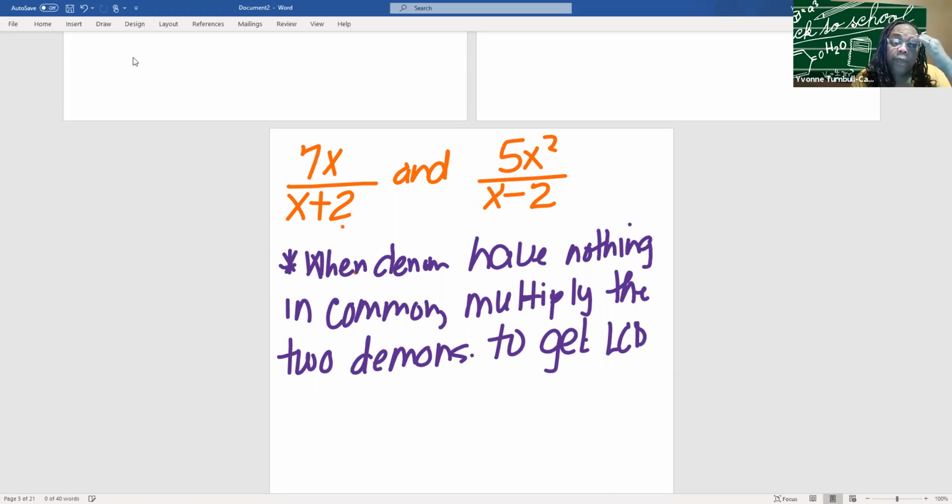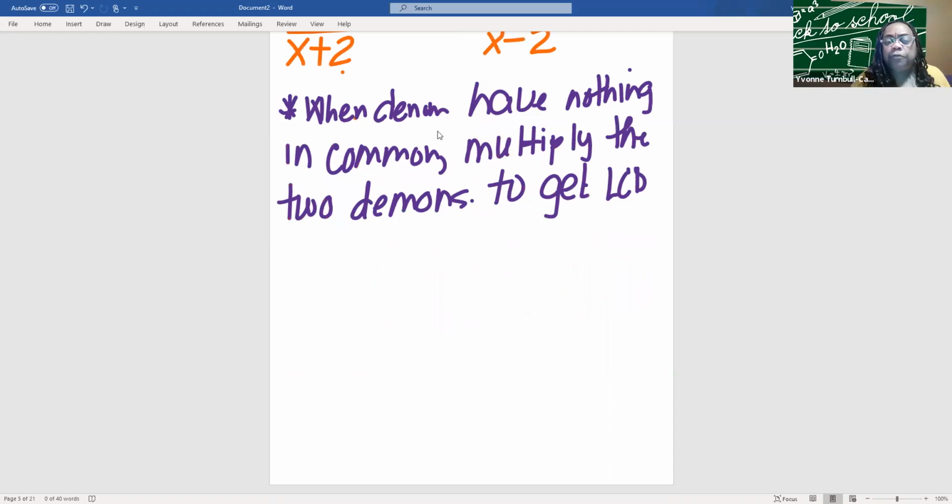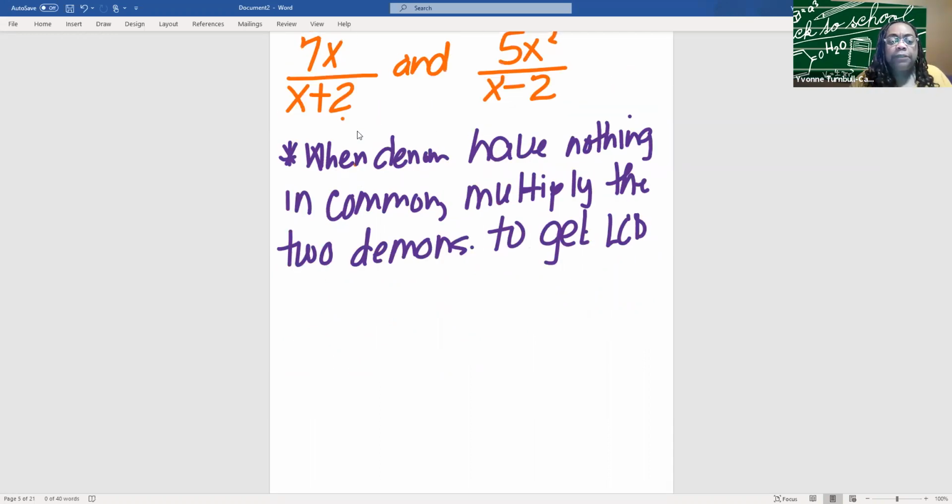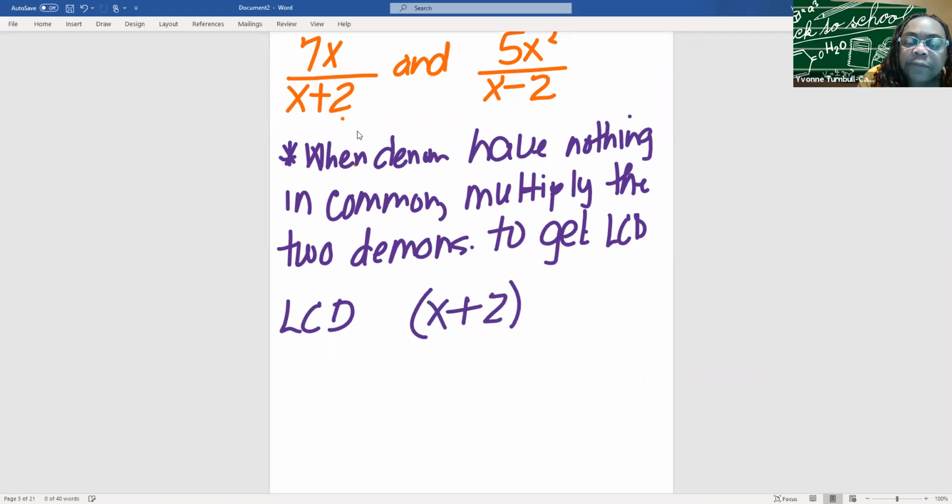Okay, we have our x plus 2 and x minus 2. They have nothing in common. So in order to write the LCD, I would simply multiply them together. So the LCD for those two expressions is x plus 2 times x minus 2. That would be my LCD if I was to add or subtract those two. So when they have nothing in common, you simply write them as a product.